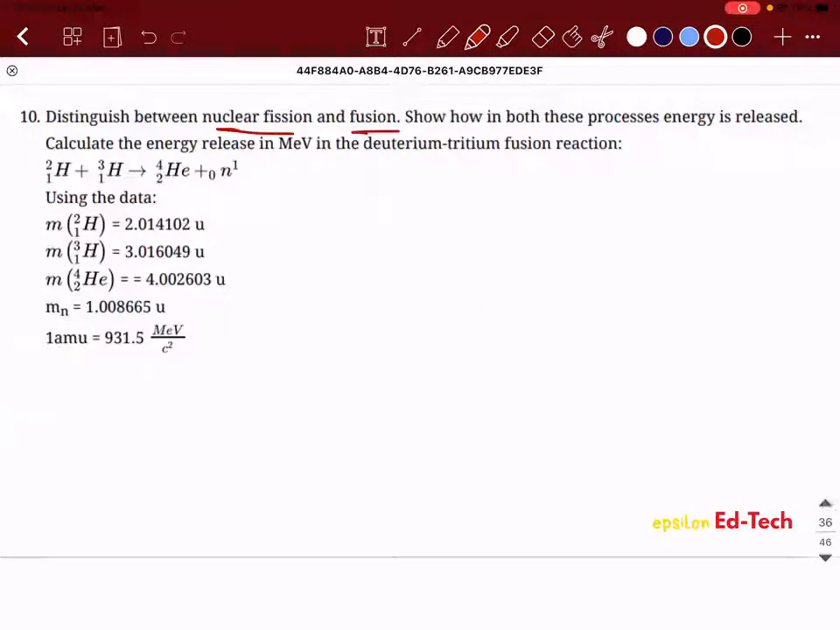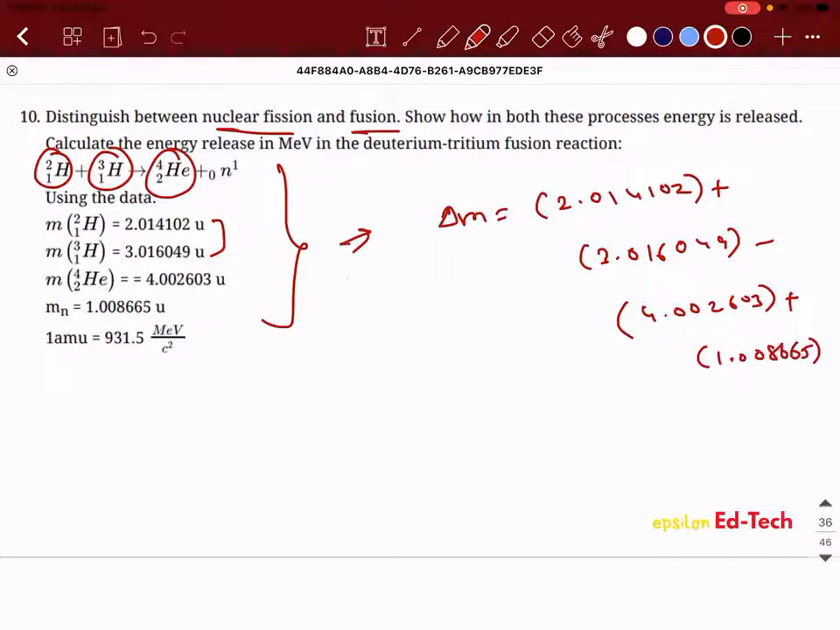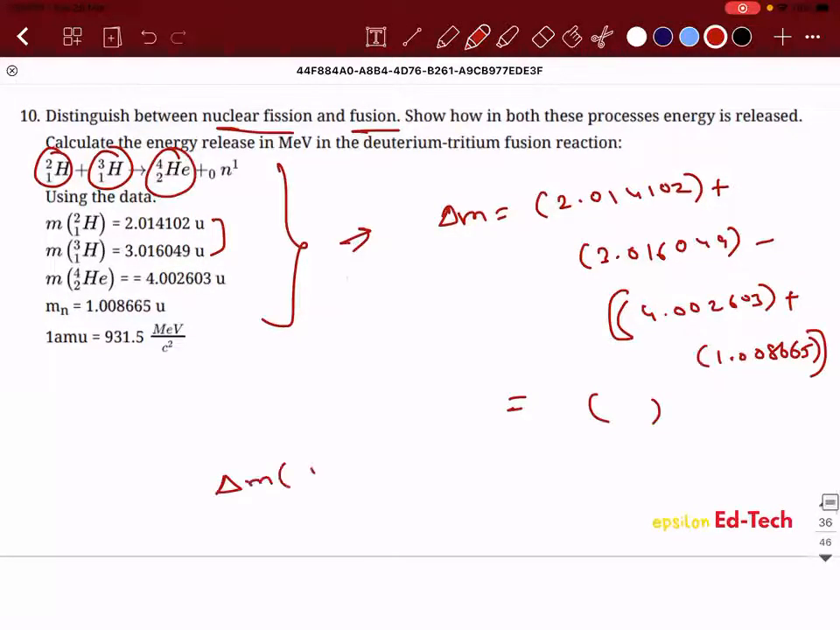Distinguish between nuclear fission and fusion. This is a question repeated from the previous test also. So the procedure is to calculate delta M. Delta M is the mass of these two, that is 2.014102 plus 3.016049, minus the mass of this, that is 4.002603 plus 1.008665. Once you calculate the mass defect, multiply the mass defect with 931.5 mega electron volt.